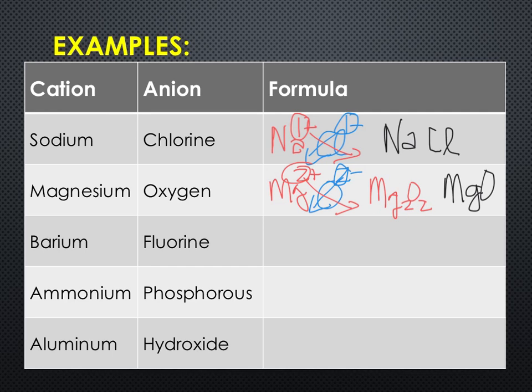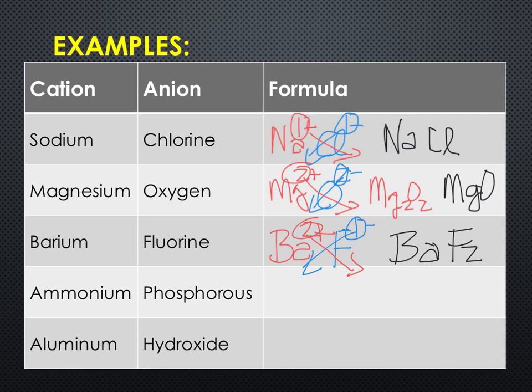So we can do the same thing for barium. All right, so barium is 2 plus, and then fluorine, all the halogens are always 1 minus. So then we do the crisscross, right? And so the final one with this would be barium fluoride.